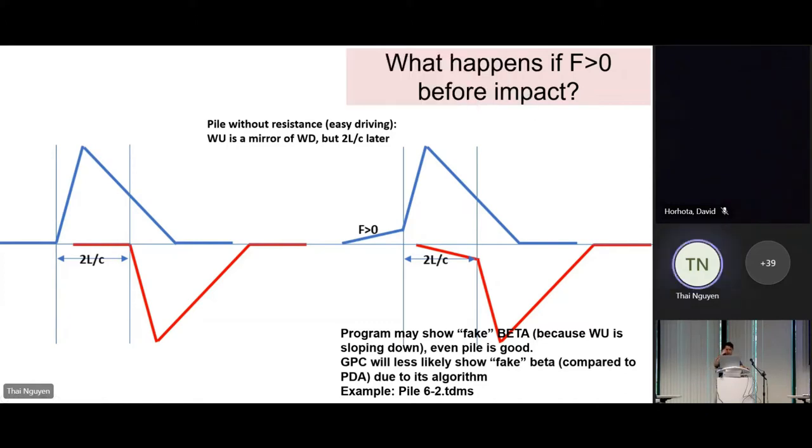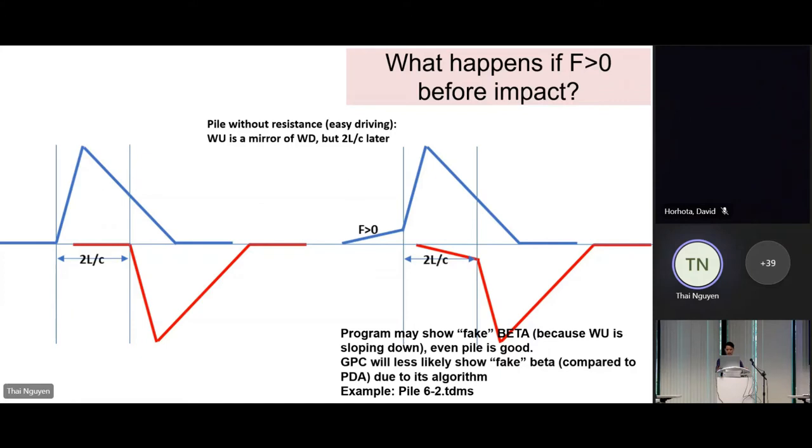and the pile impedance change. There's a tension reflection at the toe of the pile when the impedance stops. So you have the mirror there, and this wave sloping down will cause the program to sometimes misinterpret and show a break, even though the pile is good.